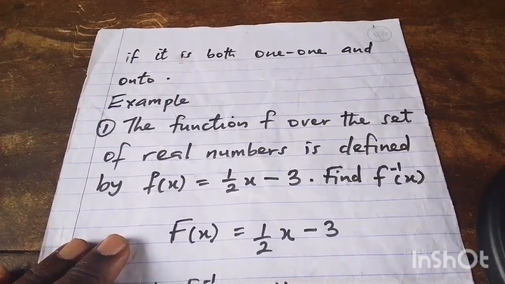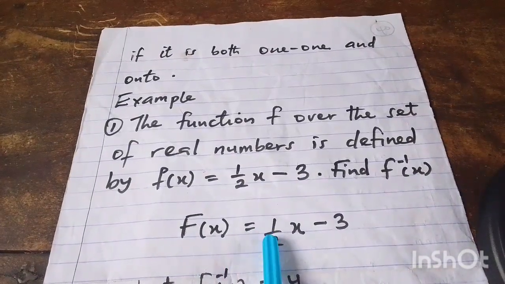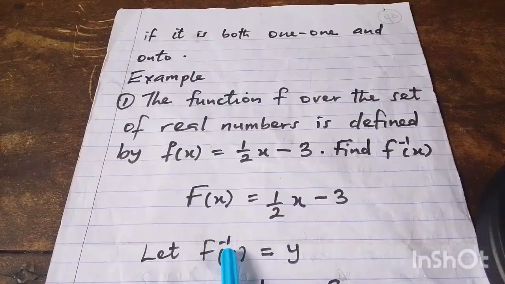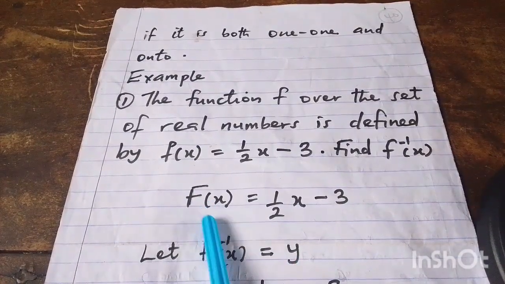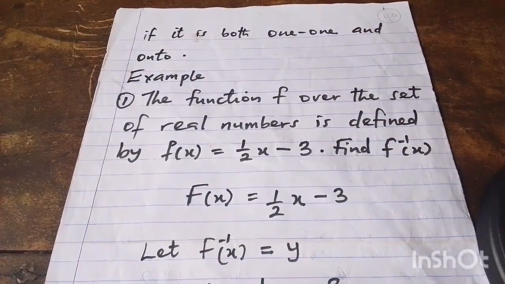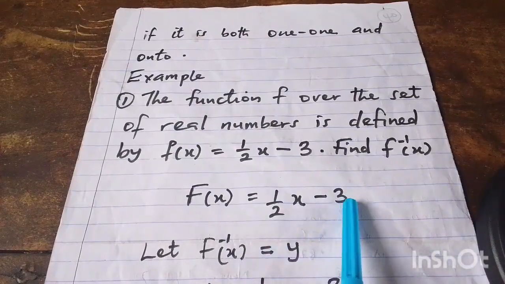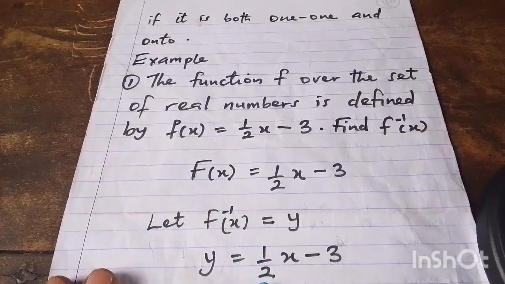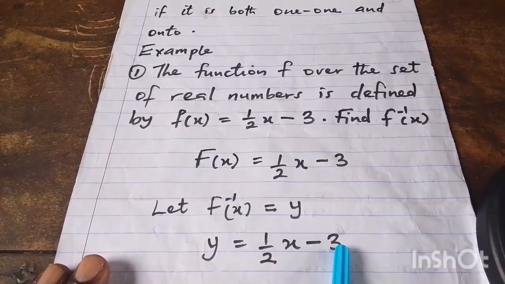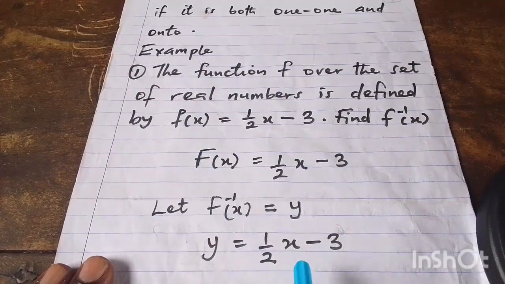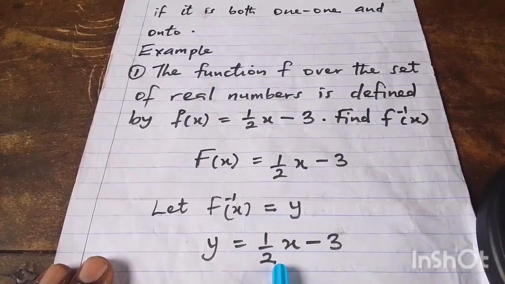So you are told to look for f inverse. Now, if f of x is equal to 1 over 2x minus 3, let the inverse of f be equal to y. So that means you are going to equate this mapping to y. So you now say y will be equal to 1 over 2x minus 3. So what you now do here is to make x the subject of formula.